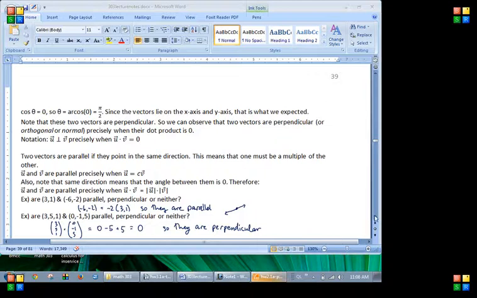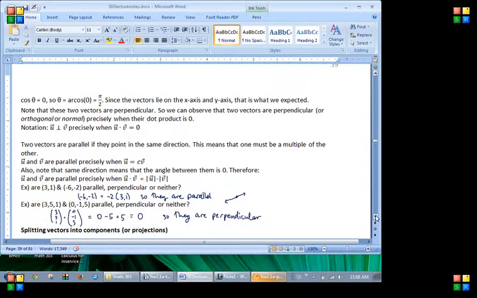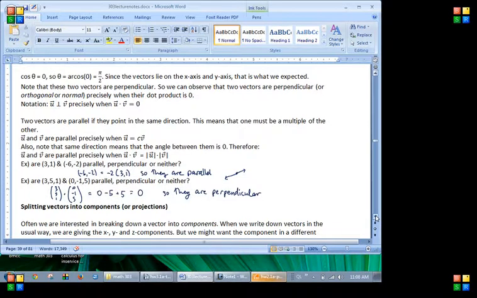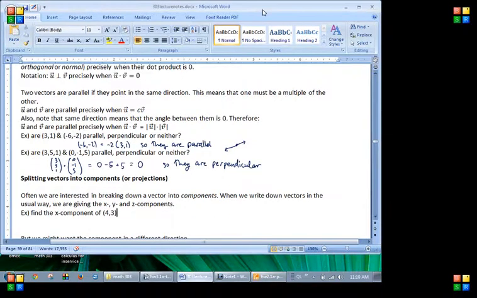Now we're going to talk about two applications of the dot product. The first one is a math application: splitting vectors into components, or projections. When we write down vectors in the usual way, we're writing down the x, y, and in 3 dimensions the z components. So I could ask you a very simple question: find the x component of the vector (4, 3). 4, right. By inspection, you can just see that it's 4. But I want to point out a way that you could do this using dot products.